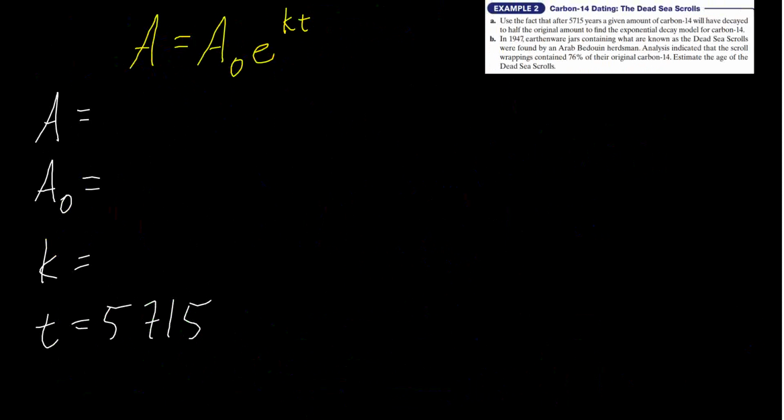So going back to the problem, it reads, use the fact that after 5,715 years, a given amount of carbon-14 will have decayed to half the original amount. Okay, well, how much was the original amount? We don't know, but we do know that the original amount was the original amount. Okay, now follow me here.